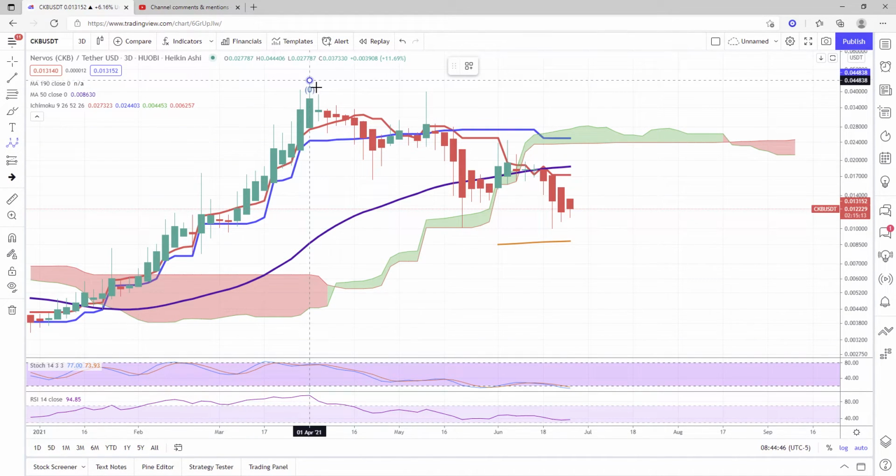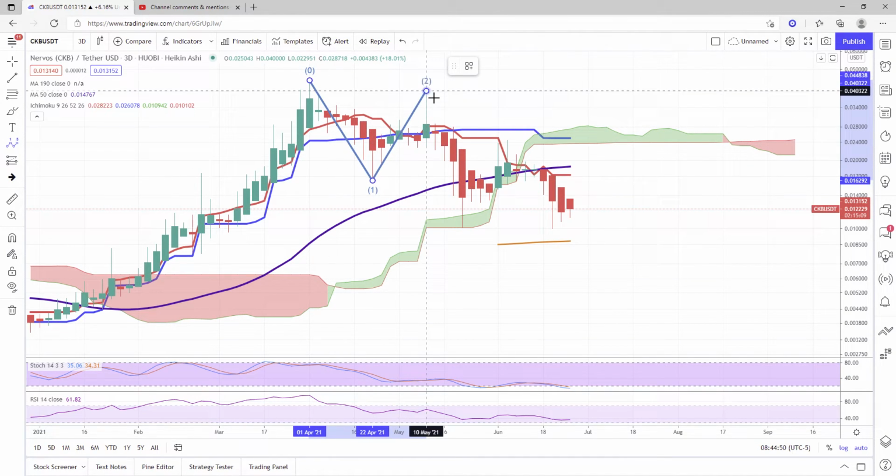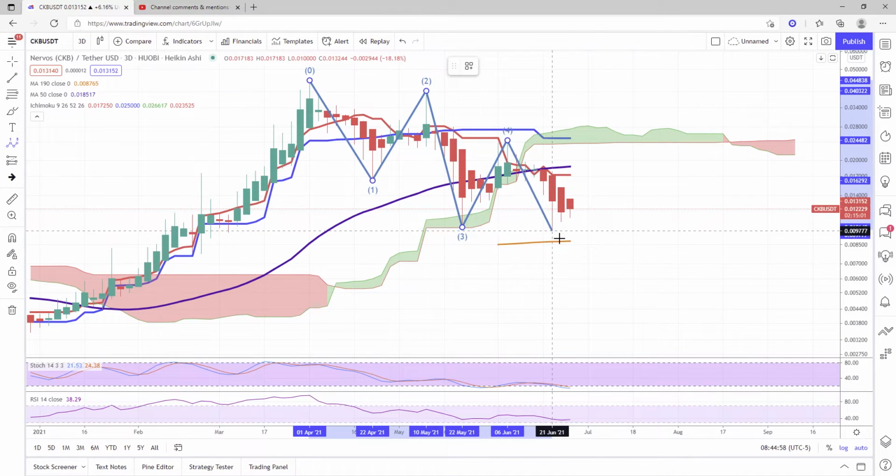We can see there was a high on April 1st, a low on April 22nd, another high on May 10th, and another low on May 22nd, a high on June 6th, and another low on June 21st. Now, this completes the Elliott wave theory sequence, particularly because wave 2 to 3 is not the shortest wave.